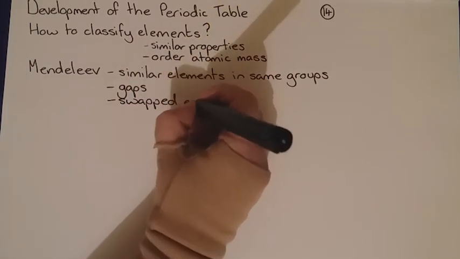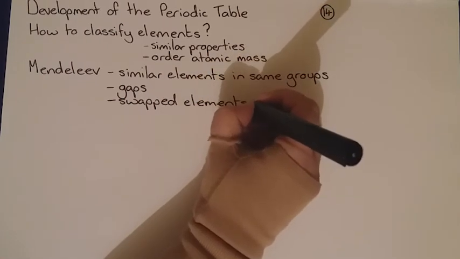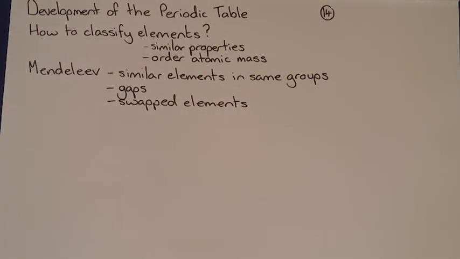Another thing that he did was to not strictly follow the order of atomic weight. What he did was swap elements when it turned out that this would mean that the properties of the elements were better lined up.